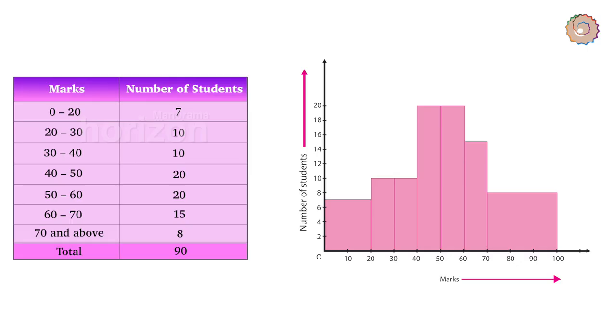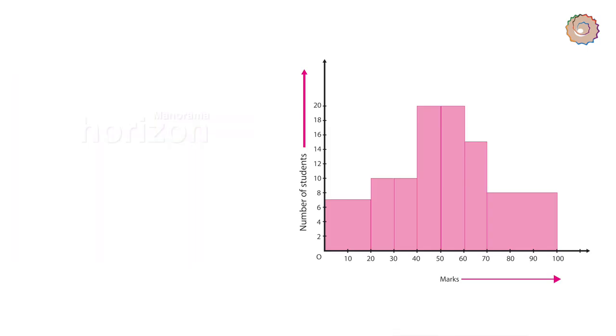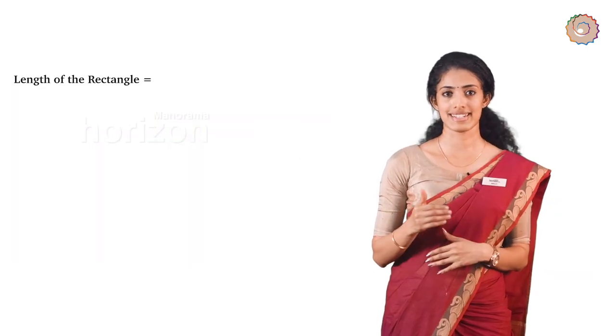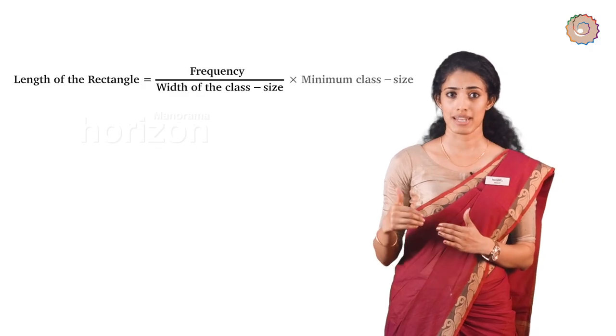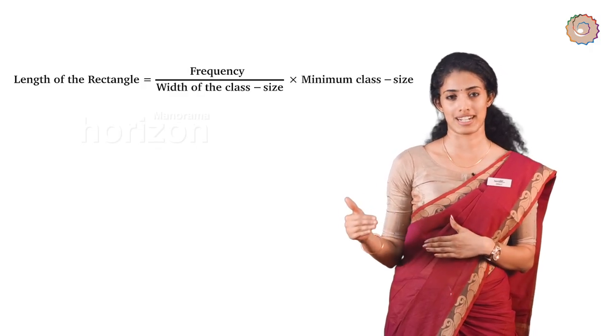From the graph, we see that the first width of the class is 20 and the corresponding frequency or length of the rectangle is 7. Therefore, the length of the rectangle is given by dividing the frequency by the width of the class size and multiplying the result with the minimum class size.